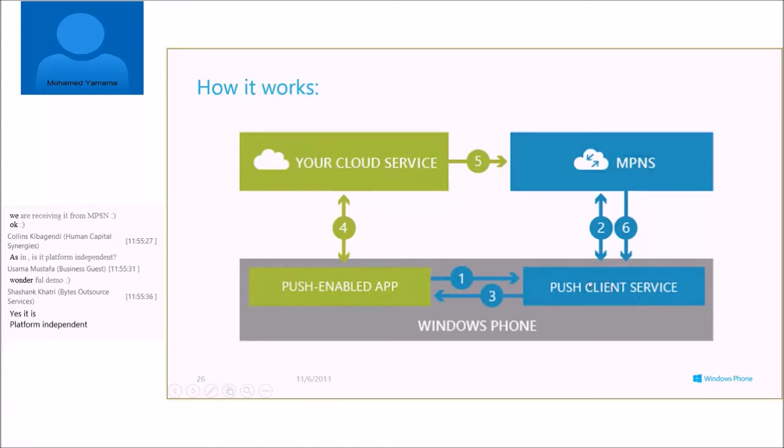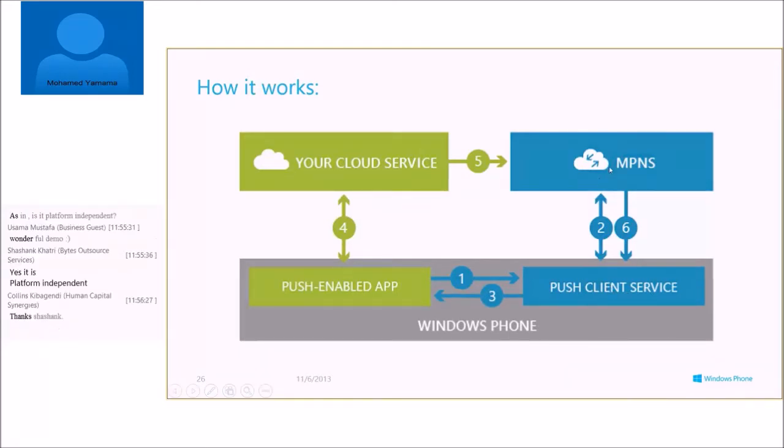So again, what happens is your push-enabled application asks the client service for a URI to identify itself, and this push client service negotiates a URI from the Microsoft push notification service. The Microsoft push notification service returns the URI to the push client service, which gives it back to your application. Once you get the URI, you send it to the cloud service, and now your application is identified in the cloud service.